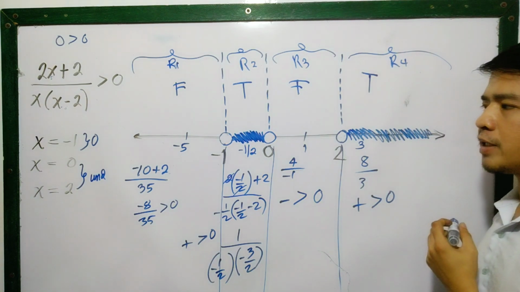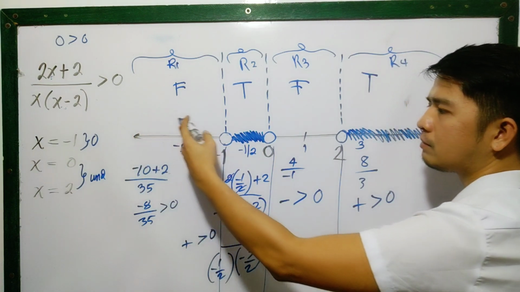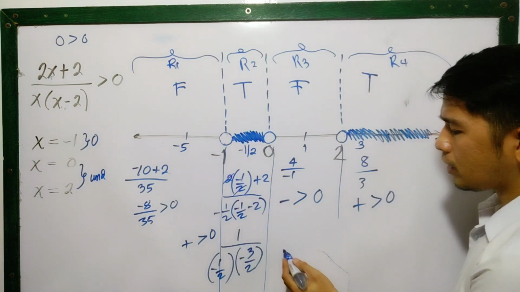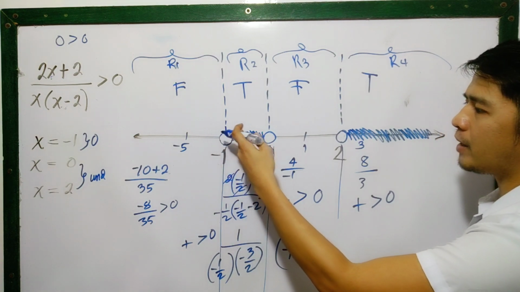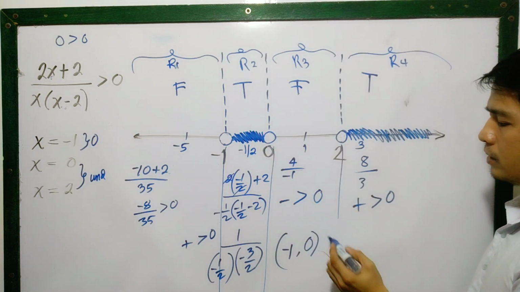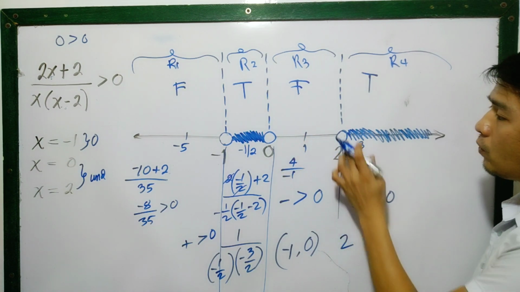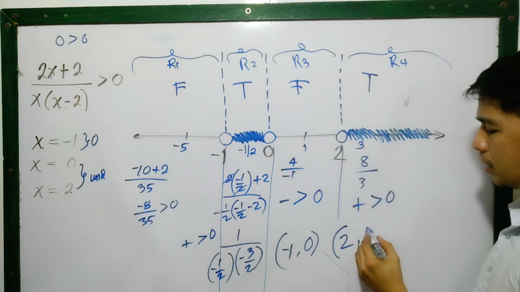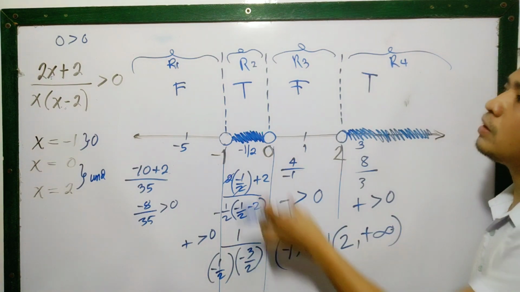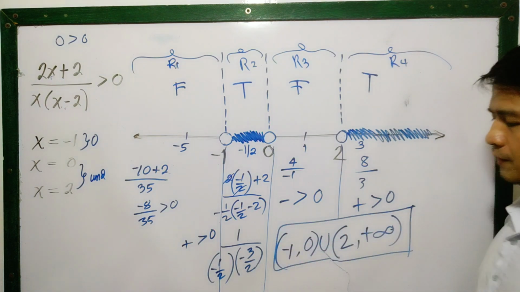Now, let us express our answer using interval notation. Again, from left to right, saan mag-start? Sa negative 1. Is that included? No. Sa negative 1, then parenthesis. Mag-stop until 0. Is 0 included? No. Mag-stop siya rito, pero mag-start na naman dito sa 2, where 2 is not included, until positive infinity. So, yun siya nung dalawang region, region 2 and region 4. So, this will be our final answer.